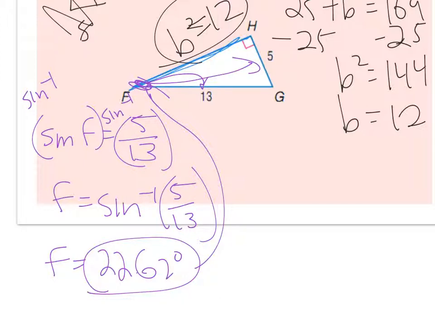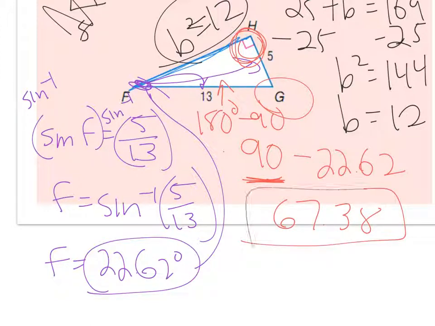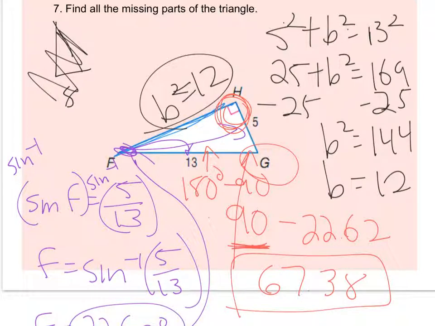To figure out G, I'm going to take 90 minus 22.62. Now, why did I take 90? Where did this 90 come from? Well, the entire triangle is 180 degrees, right? I know this angle is already 90 degrees, so I take minus 90. That leaves me 90 minus 22.62. When I subtract that, I get 67.38. So that's how big angle G is. So, figured out this third side, figured out this angle, figured out this angle. That's all the missing pieces.